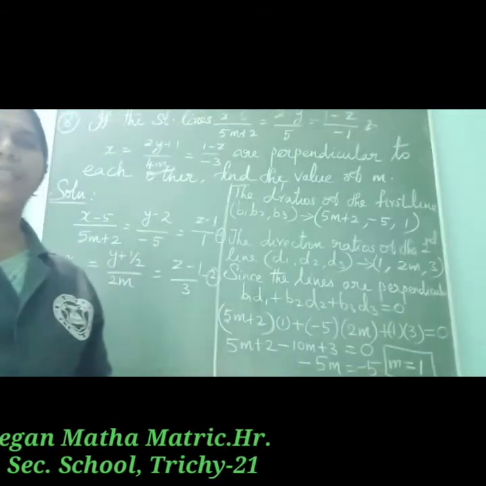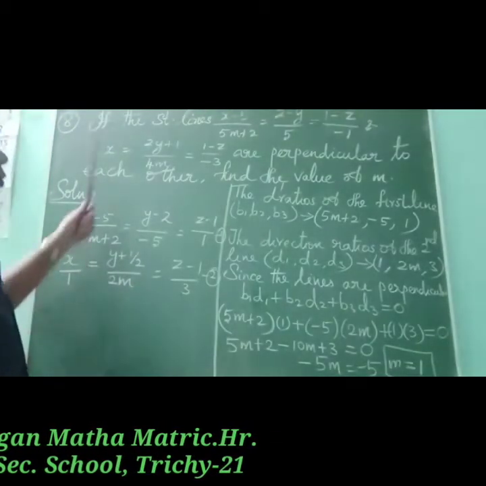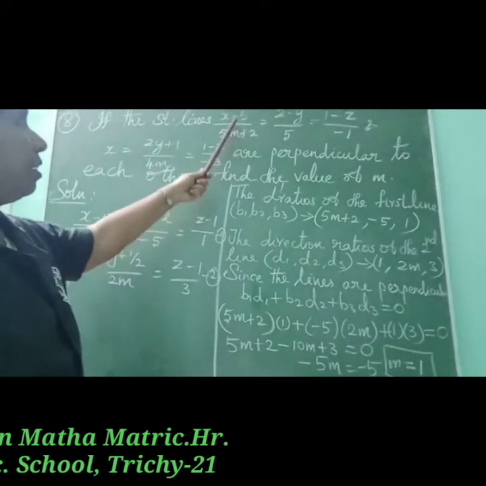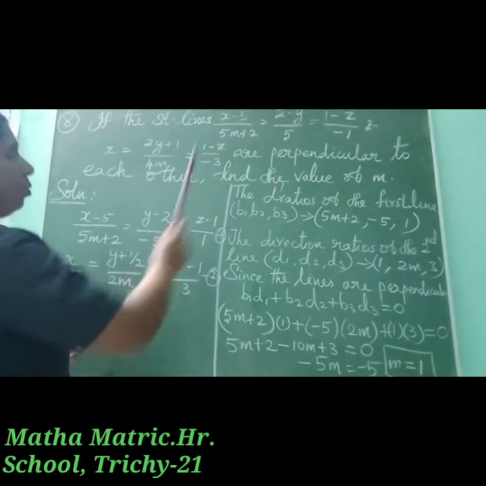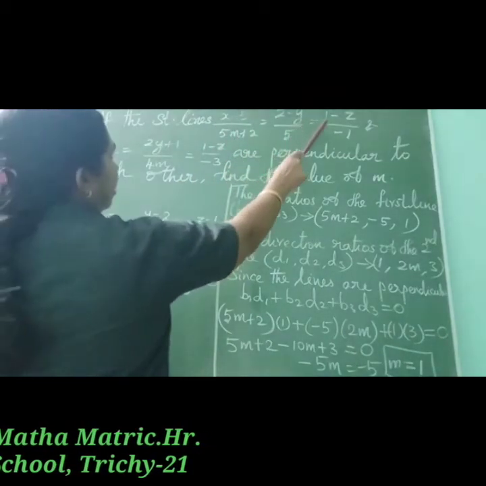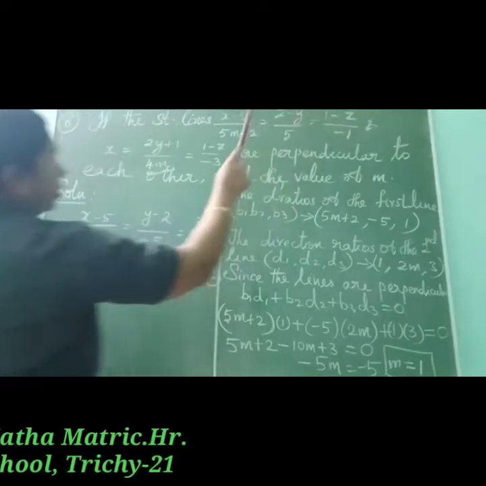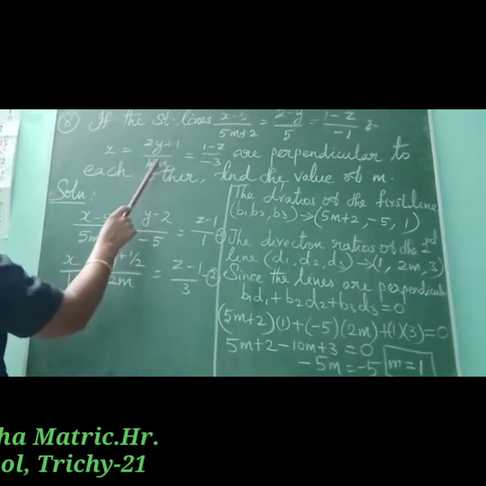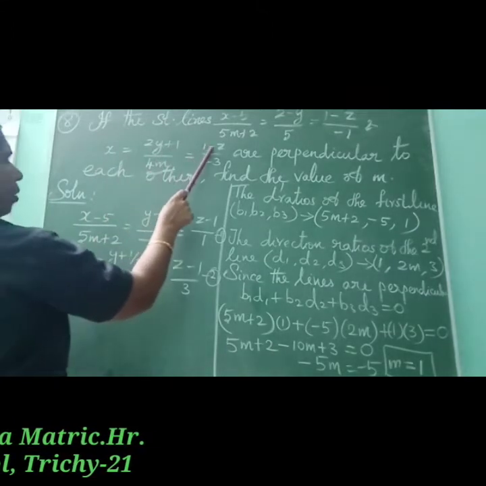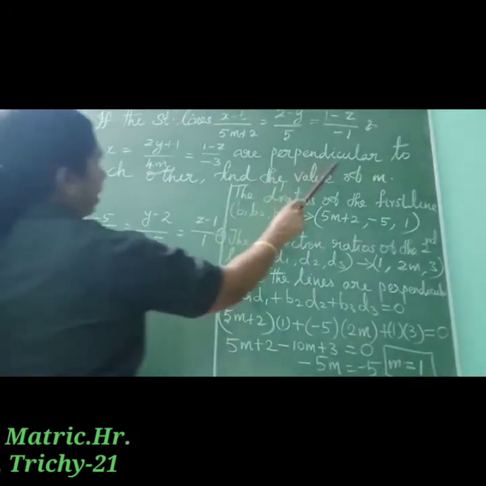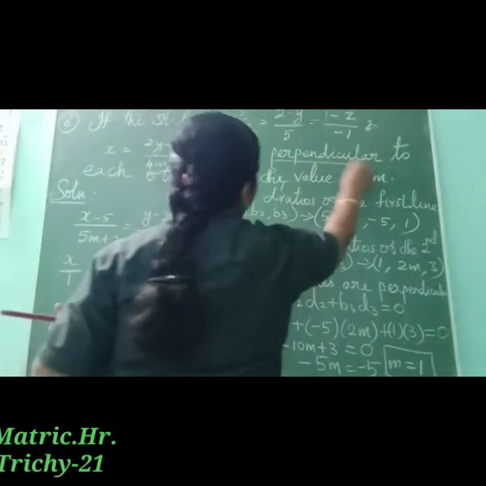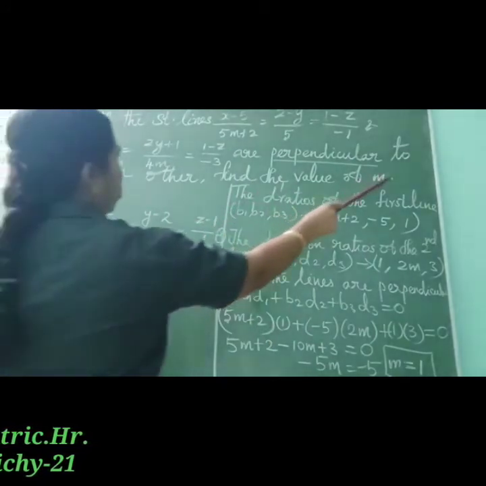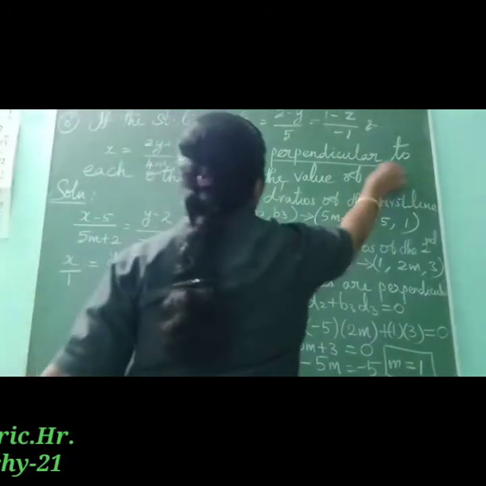Now let us solve the next question. Here two equations of straight lines are given. The two straight lines, (x minus 5) divided by (5m plus 2), (2 minus y) divided by 5, which is equal to (1 minus z) divided by minus 1. This is the first equation. The second one, x equal to (2y plus 1) divided by 4m, which is equal to (1 minus z) by minus 3, are perpendicular. In the previous question we discussed parallel. Here the lines are perpendicular to each other. We want to find the unknown value m.